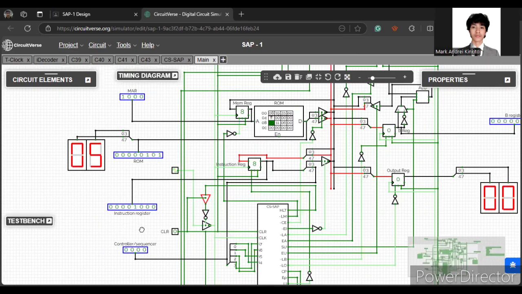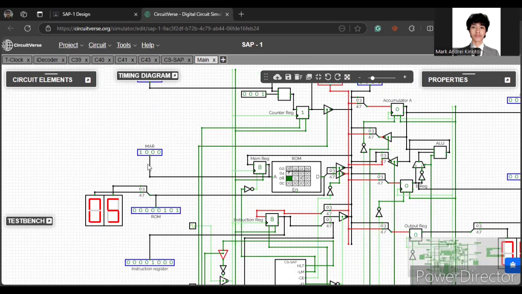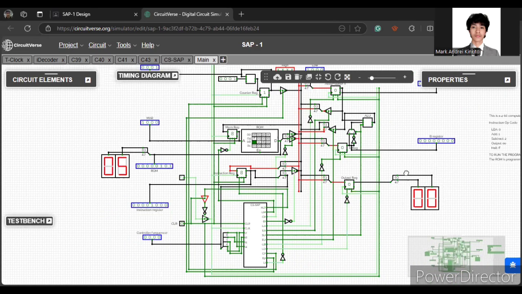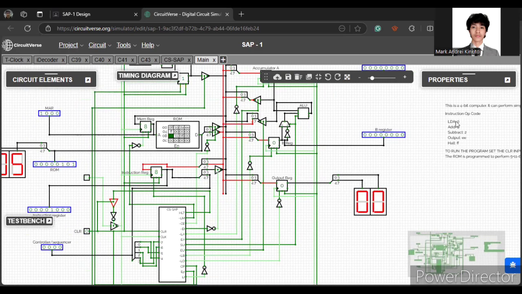If you look at the instruction register, the first four values will be for the controller sequencer, while the other four digits are based on MAR. So as you can see, we are still in the load or LDA, which is 0000. If it is 1, which is 0001, it is going to be add. If we're going to subtract, this is 0011. And 1110 is output, and lastly 1111, which is the halt.